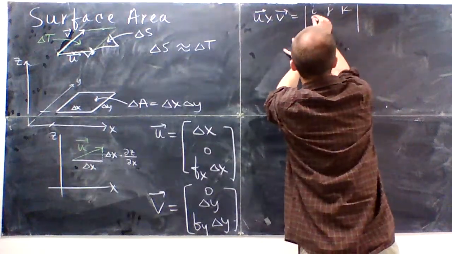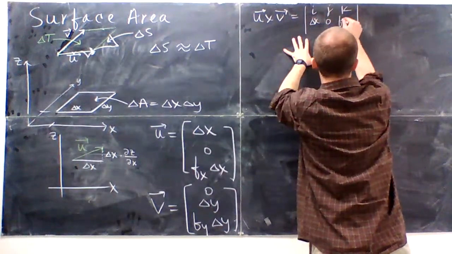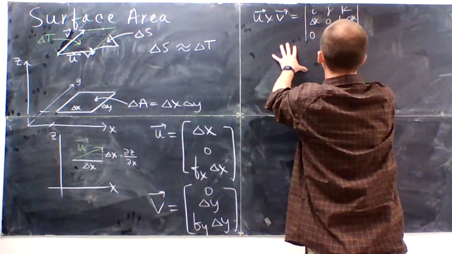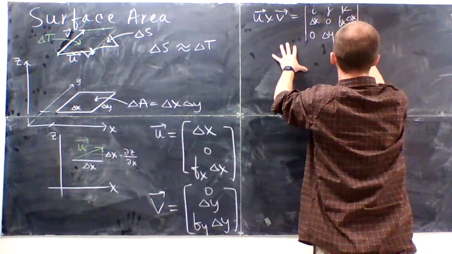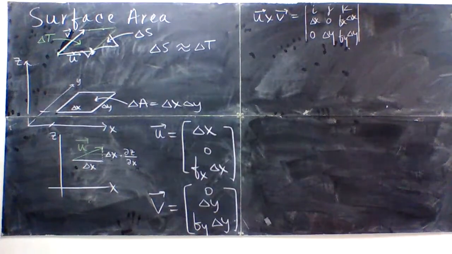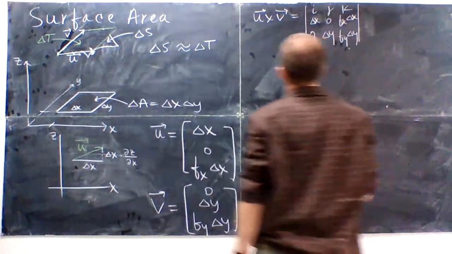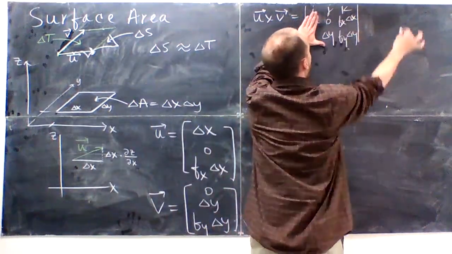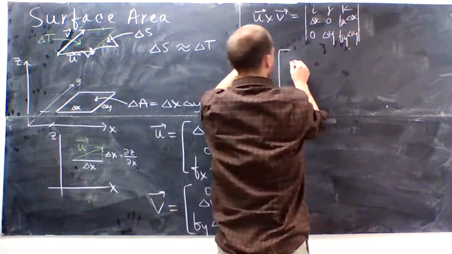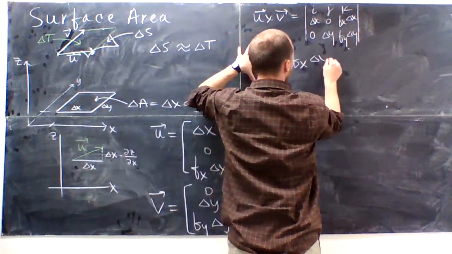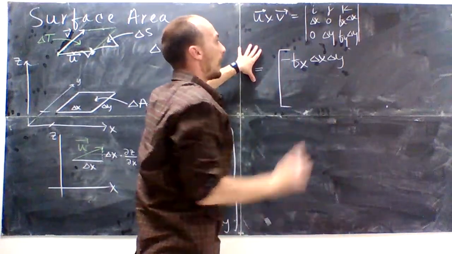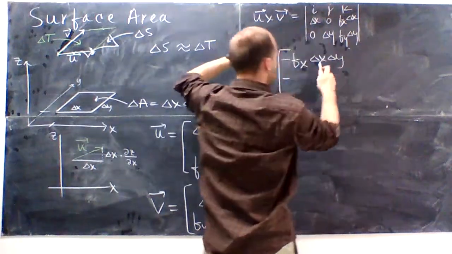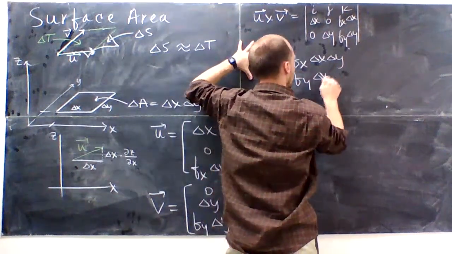Delta x 0 and fx delta x. And maybe I'll give myself a little more room so I can put this: 0, delta y and fy delta y. Okay, we know how to compute a cross product. It's going to be equal to, and I'll just set it up, i times 0 minus fx delta x delta y. Okay, minus j times delta x delta y fy minus 0. So it's just going to be fy delta x delta y.